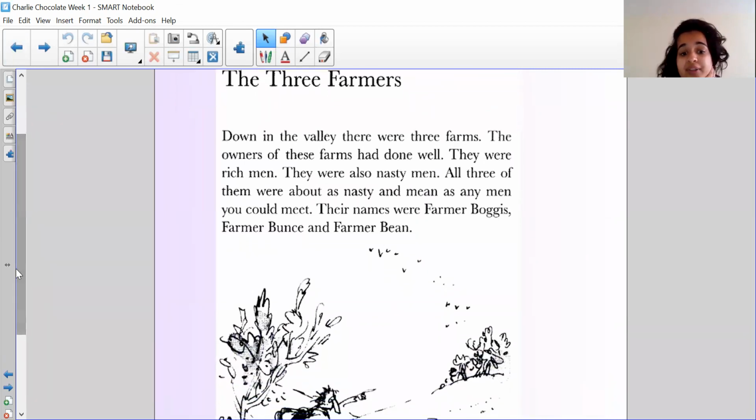So it's called The 3 Farmers. Down in the valley, there were 3 farms. The owners of these farms had done well. They were rich men. They were also nasty men. All 3 of them were about as nasty and mean as any men you could meet. Their names were Farmer Bogus, Farmer Bunce, and Farmer Bean.